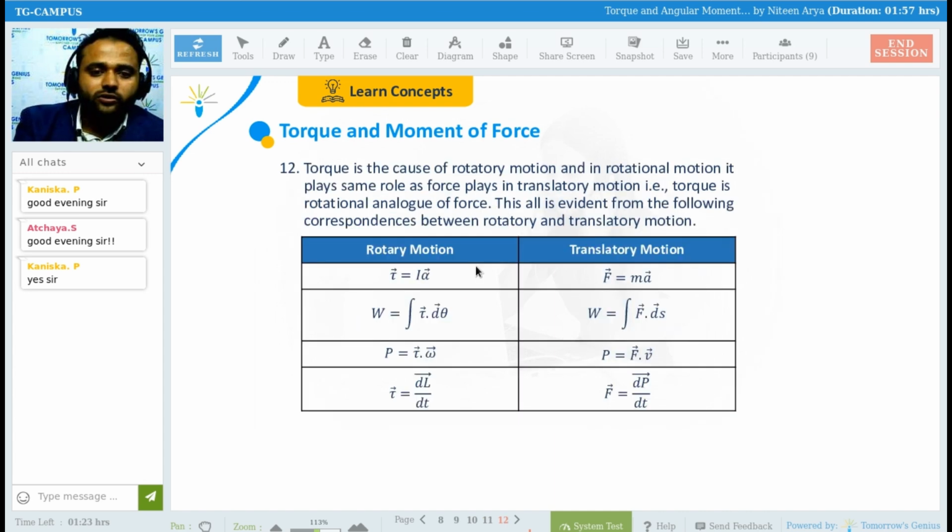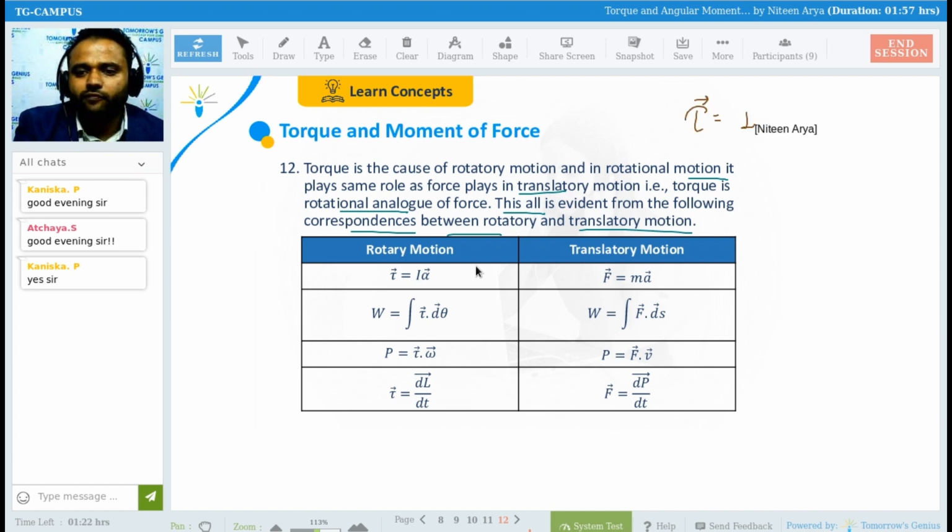Okay, so this is related to torque being the cause of rotatory motion, and in rotational motion it plays the same role as force plays in translatory motion, that is, torque is the rotational analog of force. This is all evident from the following correspondence between rotatory and translatory motion. So this is the rotational motion, and there is the translation motion, and exactly the same thing we have, as I already gave you.